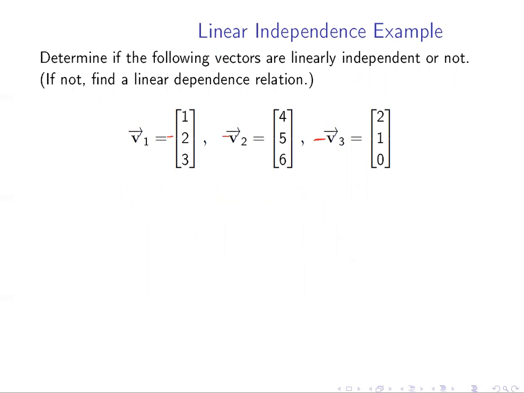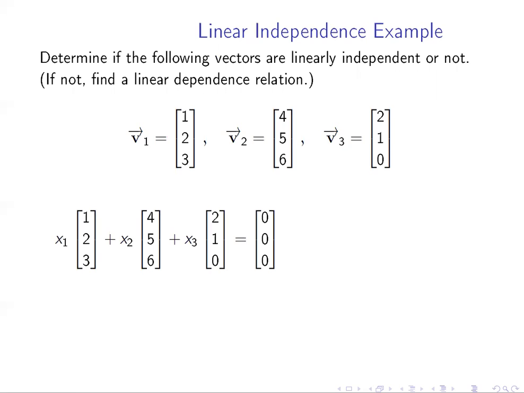So let's look at an example. Sorry, I forgot to get rid of those little underscores. So I have three vectors here, v1, v2, and v3. I want to know if they're linearly independent or not, and if not, I want to find their linear dependence relation. So the first question is, are they linearly independent or not? In essence, I'm looking at the vector equation, some x1 times v1 plus some x2 times v2 and some x3 times v3 equals a zero vector.